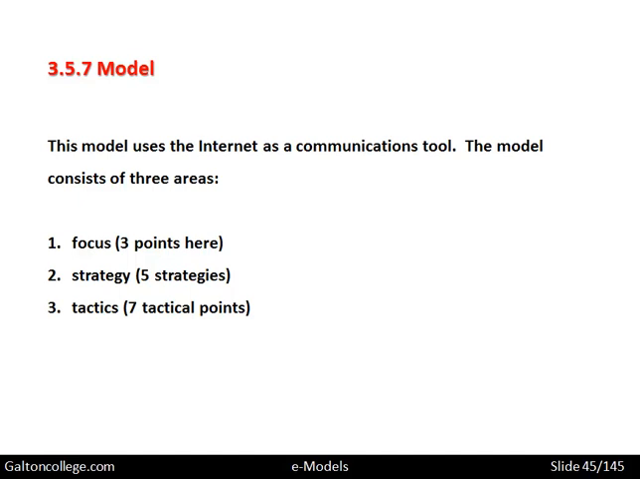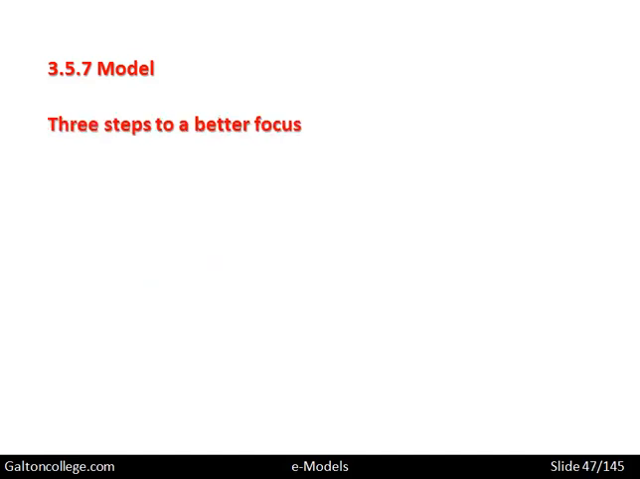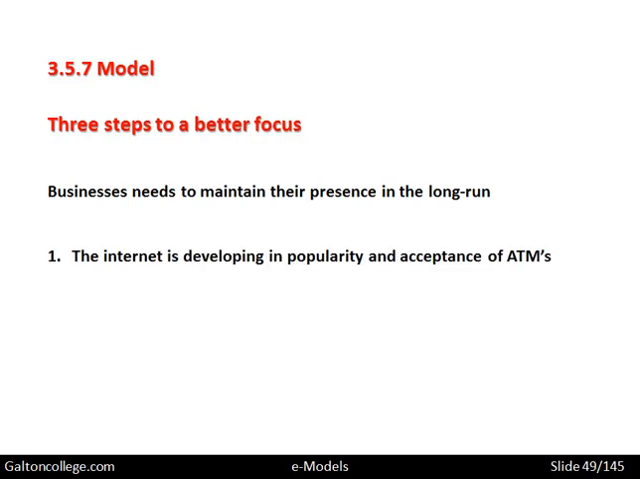So first of all, we start with the focus. Now, 3 steps to a better focus. First of all, the business needs to maintain their presence in the long run. So businesses need to be there in the long run. So the focus could be the long run. So what it does in terms of its strategies today is to promote itself in the long run. The internet is developing in popularity and acceptance of ATMs. So the internet, for example, is able to take payment. The internet is promoting itself as a different type of shopping experience.